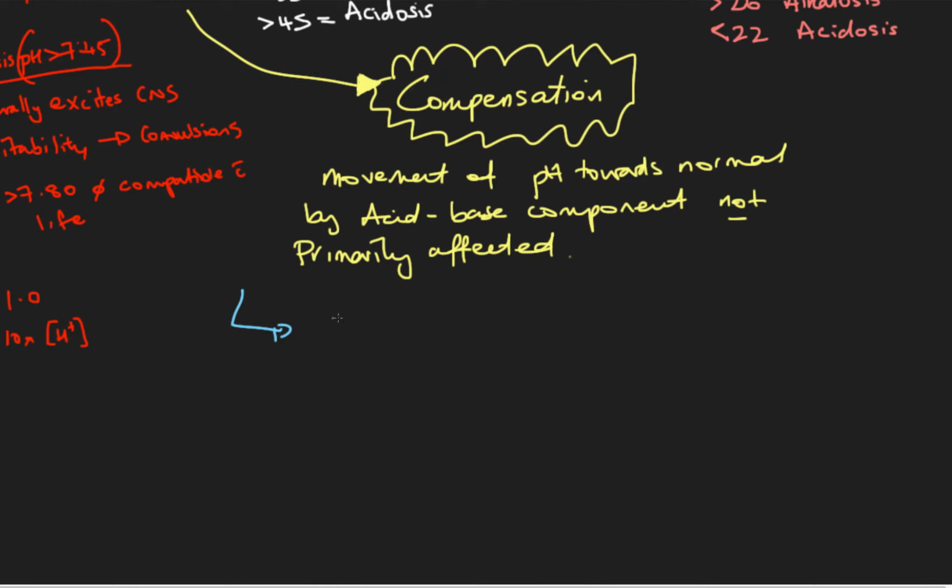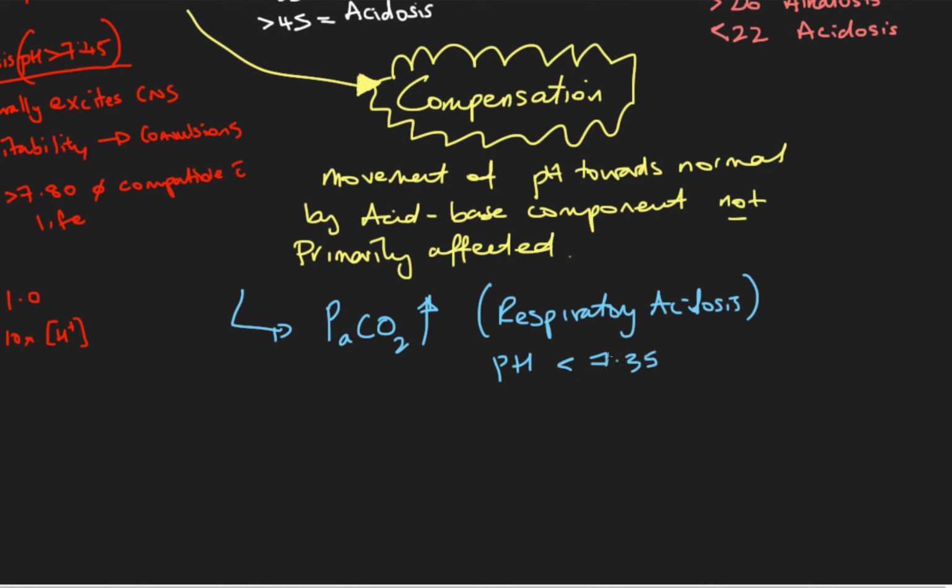So let's say we have an increase in our PaCO2. Okay, so that's causing acidosis. So we have what we'll call, and you'll learn these in the next video, a respiratory acidosis. The pH is less than 7.35, and the cause of that pH being less than 7.35 is the fact that our PCO2 is elevated. So we have an acidosis, and it's of respiratory origin.